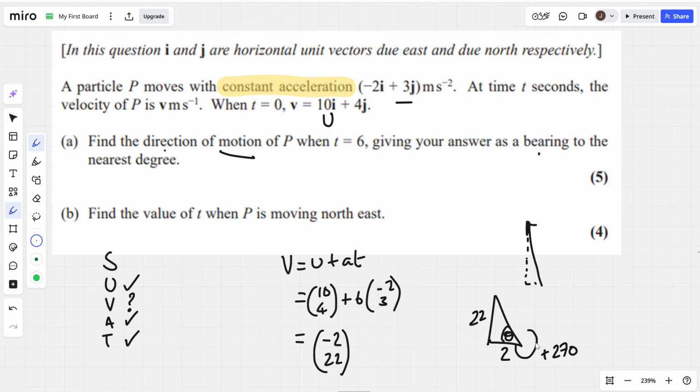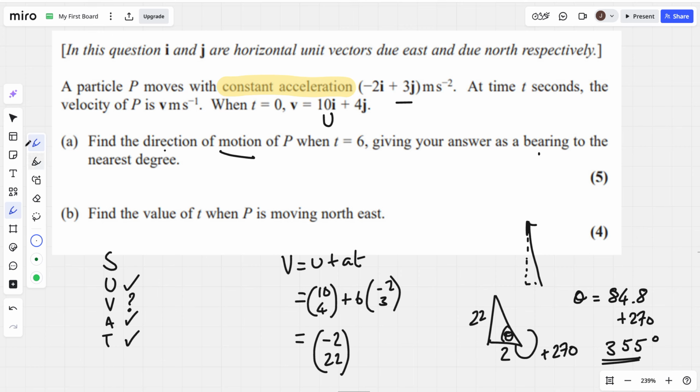So if I do inverse tan of 22 over 2, that gives me 84.8. To the nearest degree, 85. Okay, so if I add 270, then I get 355 to the nearest degree. So that would be the bearing.